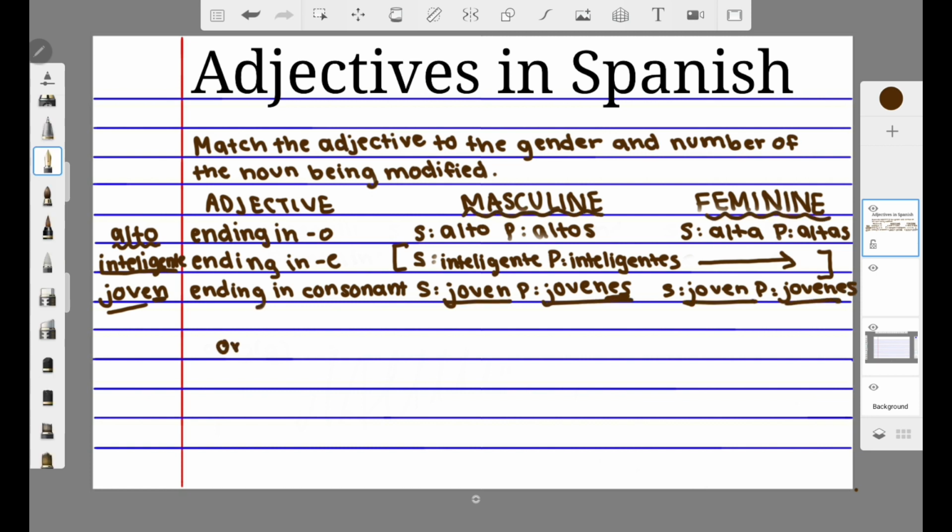So let's take the example organizado. And I want to say that the girl is organized. So the girl goes to la chica, and then since one of our conditions for ser was a characteristic, we're going to use ser and make it la chica es organizada.